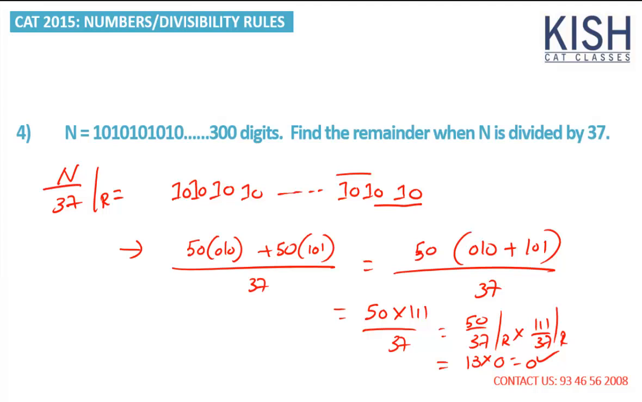That's 101010 into 50. That's what you can do. Let's move to the final one.